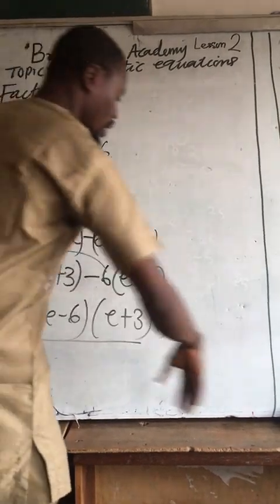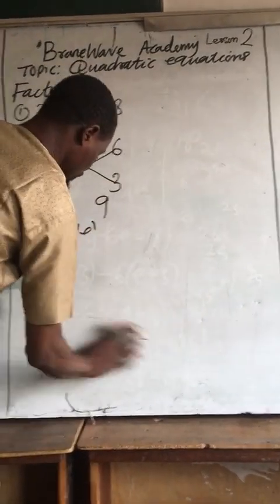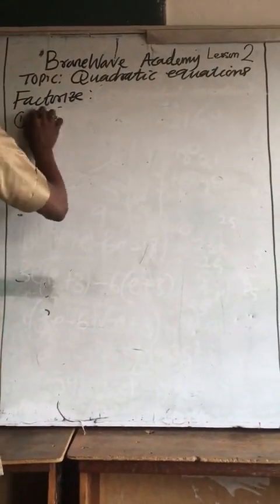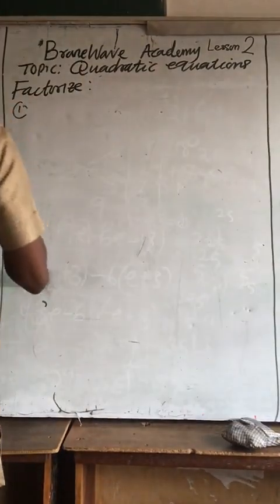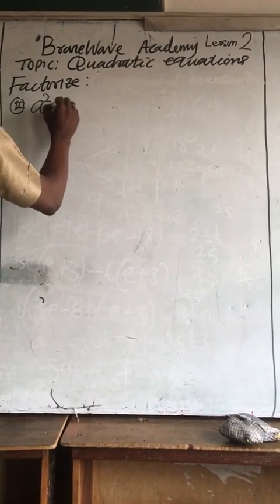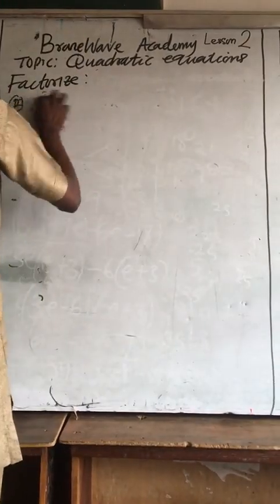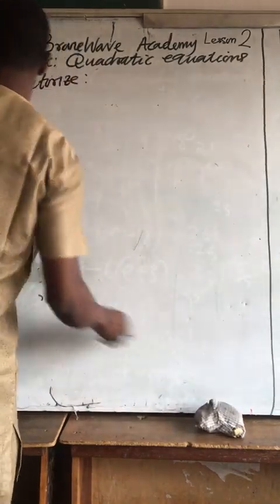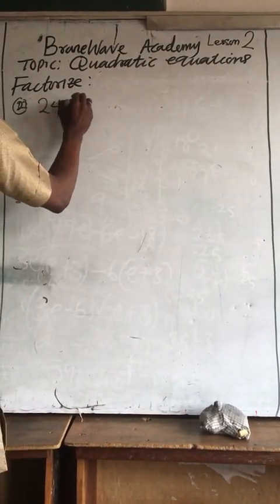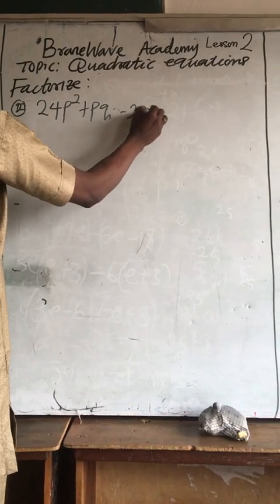Let's add more examples. Number 2. Let's say we have a squared, b squared. Okay, let me use the one that has the coefficient. I can actually give you this one as an assignment later: 24p squared plus p cube minus 23q squared.